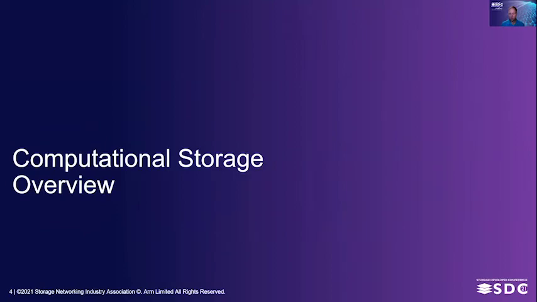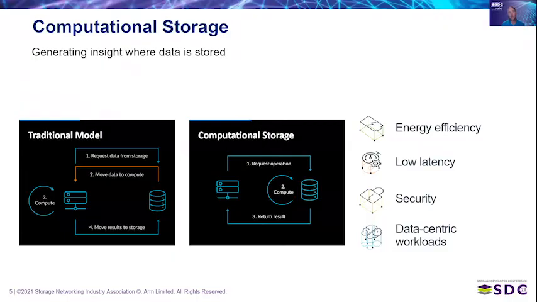So computational storage overview. Again, this is just to level set so we're all on the same page. So what is computational storage? Well, if we first start out by taking a look at the traditional model shown over on the left-hand side, traditionally a server would make a request for data from storage. That data would then be moved from the storage to the compute. The compute would then perform some operation on it, and results might optionally be returned back to the storage. That's what we've been using for quite some time, and we're all very familiar with that.